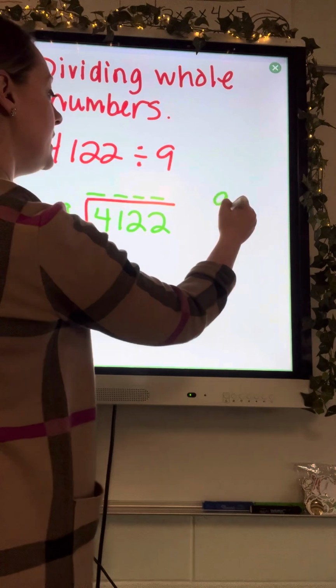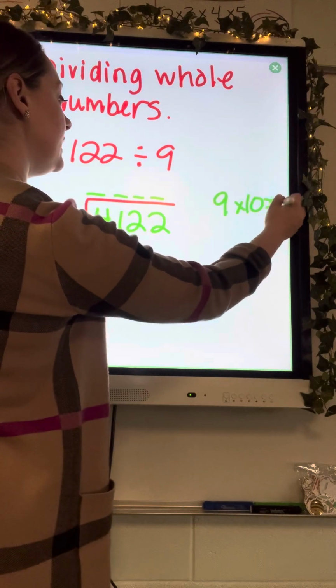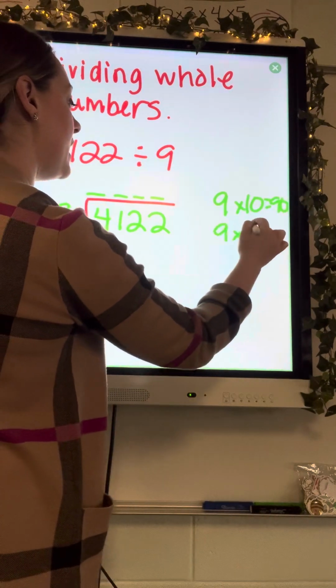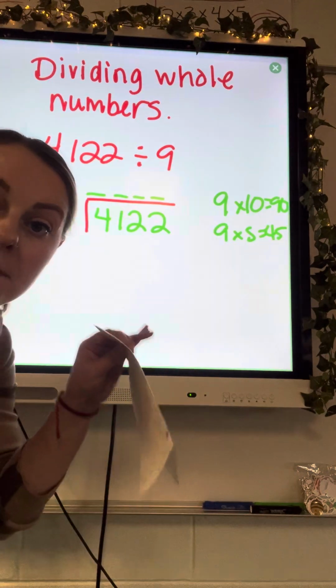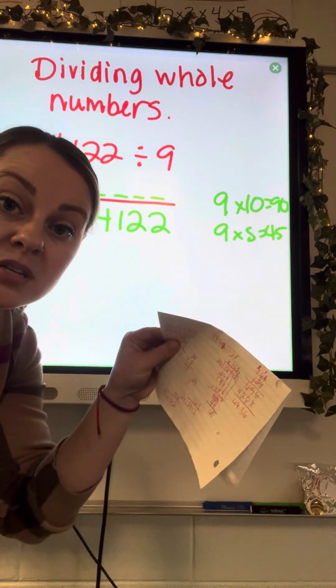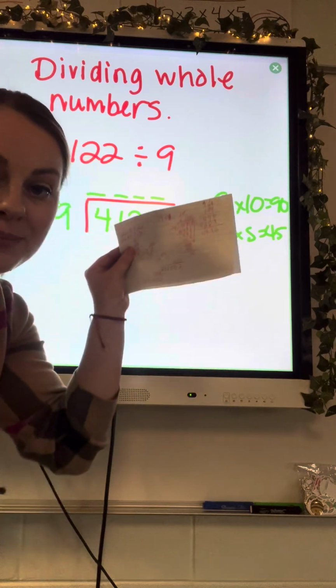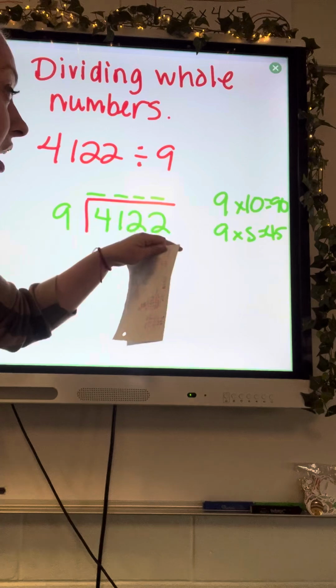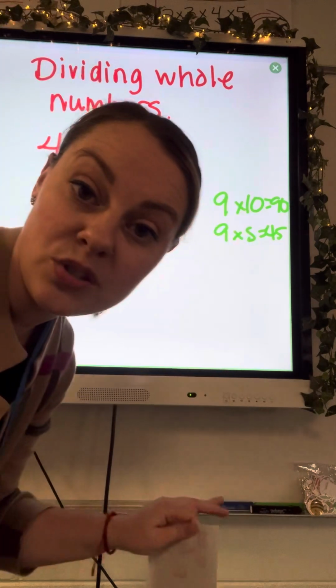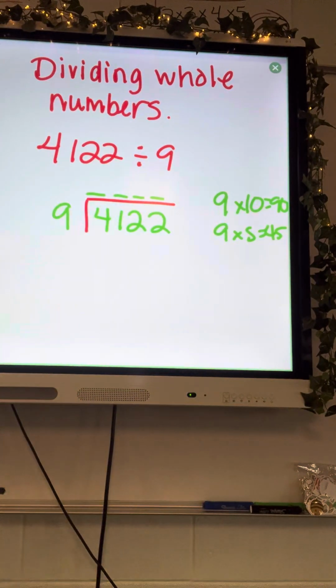Then I do my 9 times 10 and my 9 times 5. I'm going to put it over here. 9 times 10 is 90, and 9 times 5 is 45. What that does is it gives you the middle and the most amount it could be. Well, it can't be times 10, but this will help you determine whether you're going to be close to 5, close to 10, or close to 1, because we know 9 times 1 is 9.